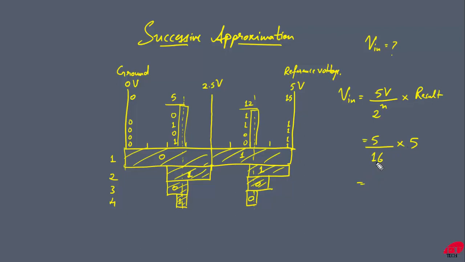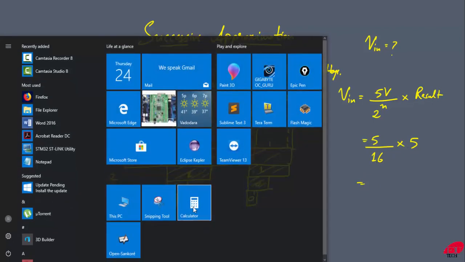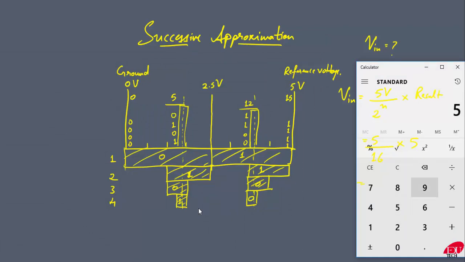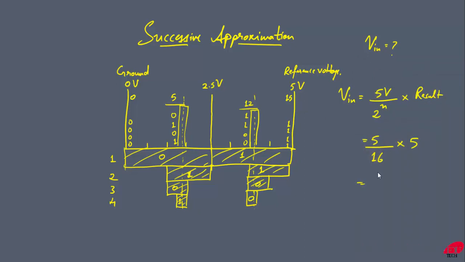So let us calculate. 5 into 5 divided by 16, so it is 1.56 volt. So the voltage that we are getting at this point is somewhere around 1.56 volt. And for this case, it would be 5 volt divided by 16, into our result 12. Let us calculate.